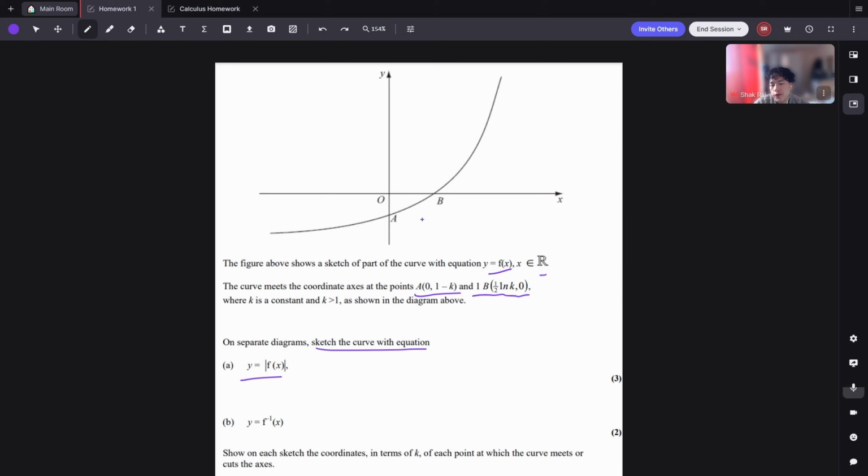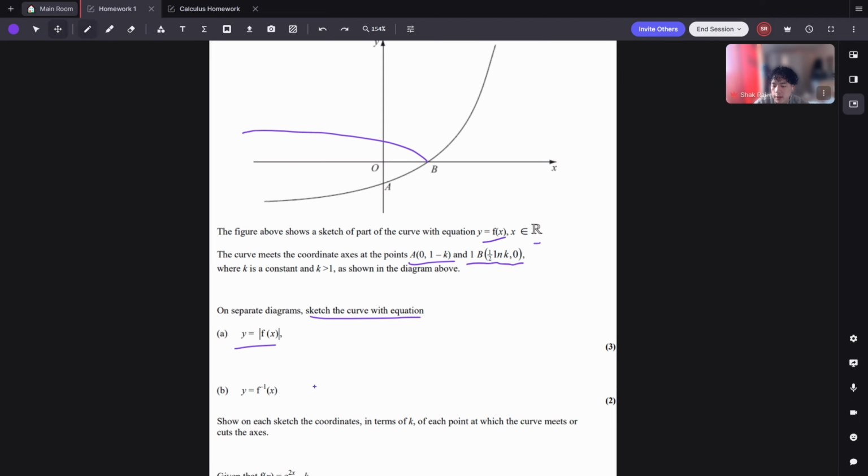So the modulus of f of x is just going to be the same thing here. I'm just going to do it in the same diagram just because I can. So it will look something like this. It just bounces up, and the magnitude stays the same, but the y values just become positive. And then y equals f inverse of x.